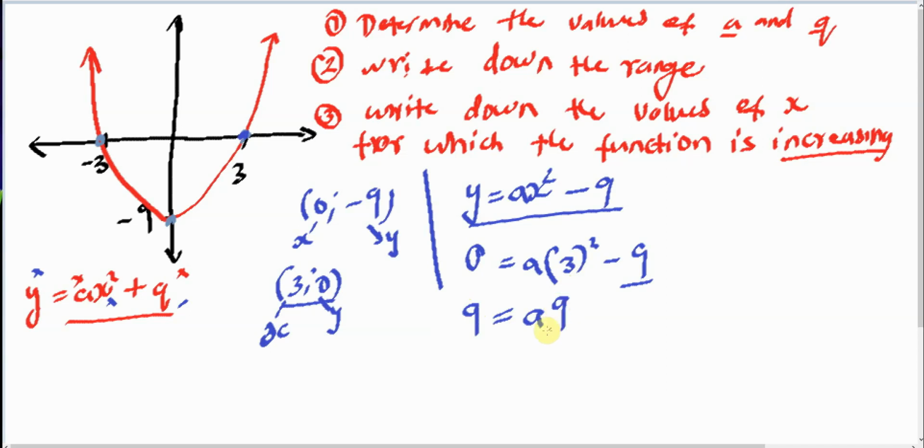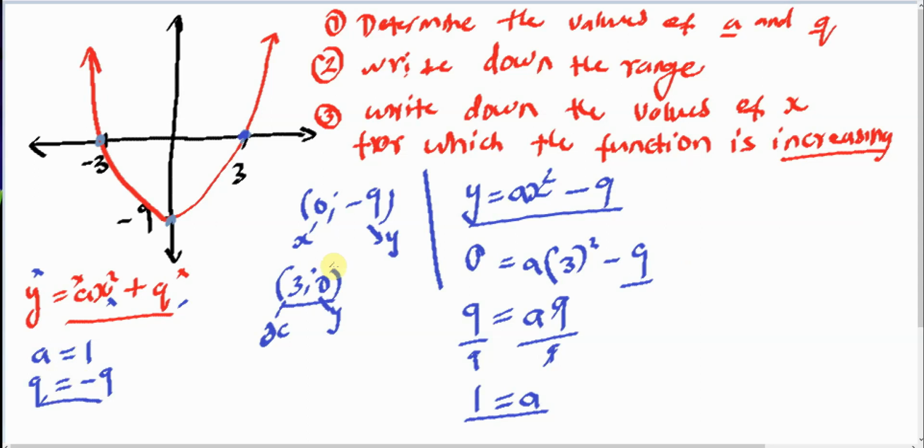So I want to find the value of a, so I'll divide both sides by 9. This will cancel that, and then this will be the same as 1. So 9 divided by 9 is 1, and then we'll have 1 is equals to a, so meaning that a is equals to 1. So as a result, you were able to find that a is equals to 1, and then also q is equals to -9.